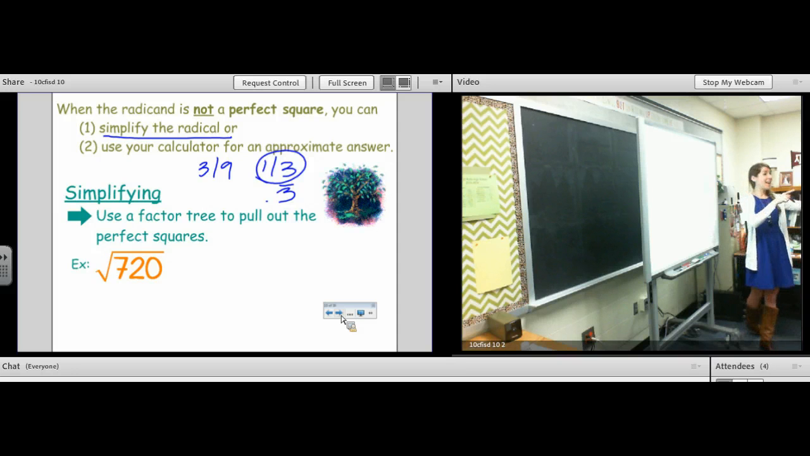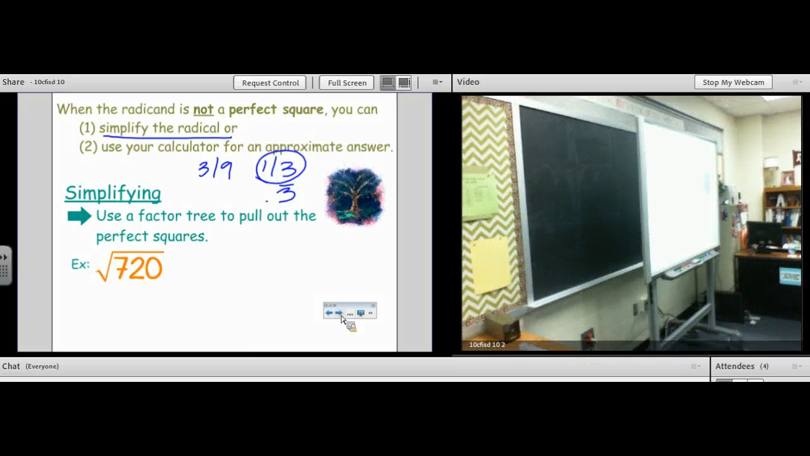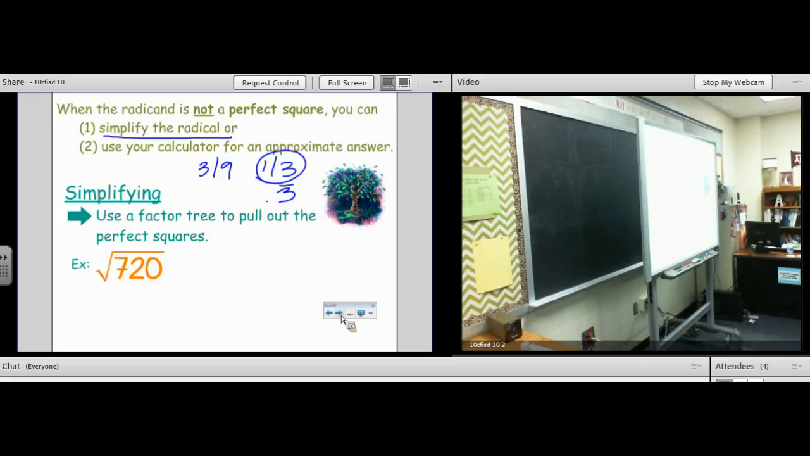Irrational number. What? Irrational. It's an irrational number. You cannot represent it with a fraction. It is an irrational number. Okay.